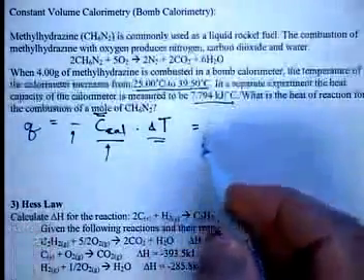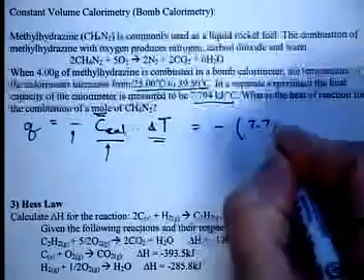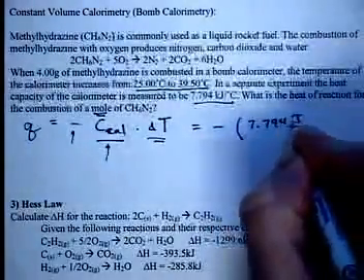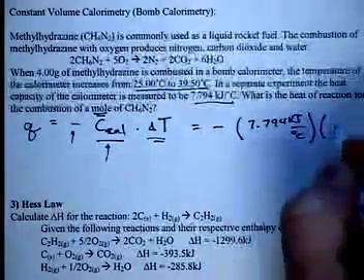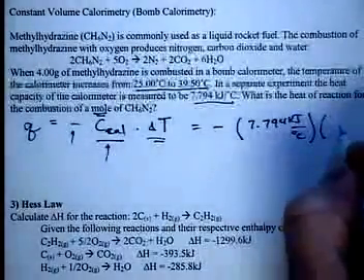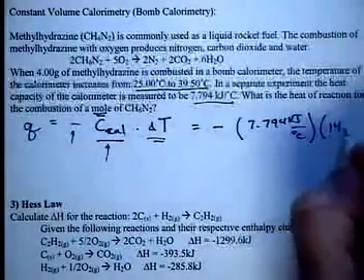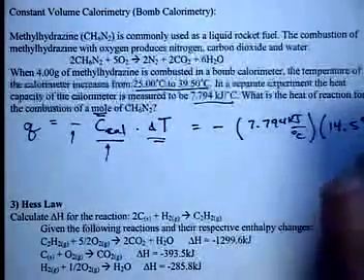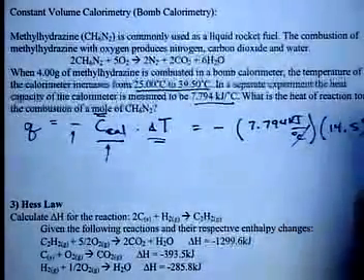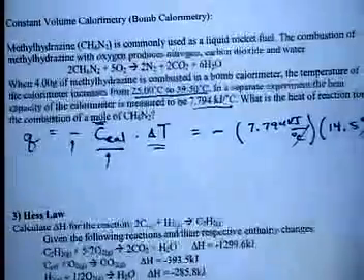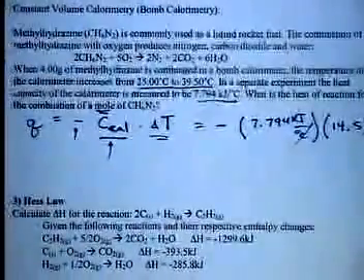So if we look at the information that we're given, we're told the heat capacity of the calorimeter is 7.794 kilojoules per degree Celsius. And we're also told that our temperature changes from 25 to 39.5. And if you do subtraction, you can find out that's a change of 14.5 degrees Celsius. Degrees Celsius cancels, and there are 113 kilojoules of energy released in this particular situation.